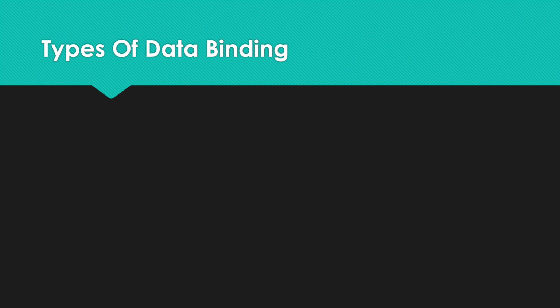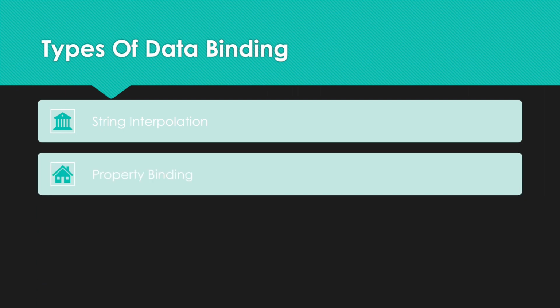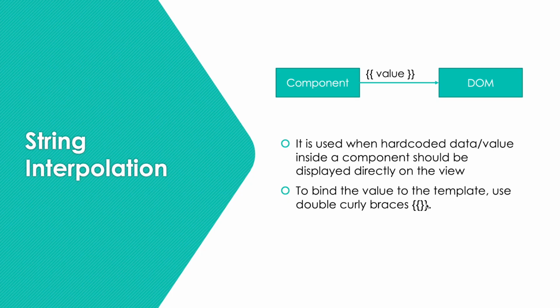And what are the types of data binding? We have string interpolation, property binding, event binding, and two-way data binding. String interpolation is used when hard-coded values inside a component, which is the TypeScript file, should be displayed directly in the view. When you have some values, titles or labels in the TypeScript component, you want to send that value to the HTML template. For string interpolation, we are going to use double curly braces.